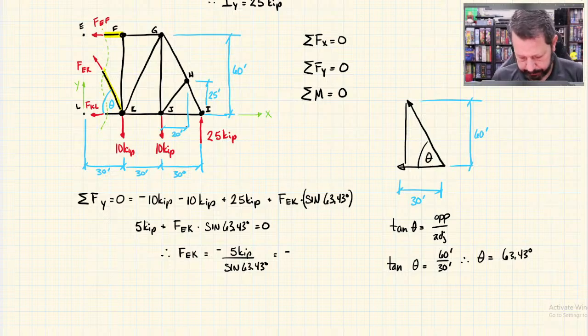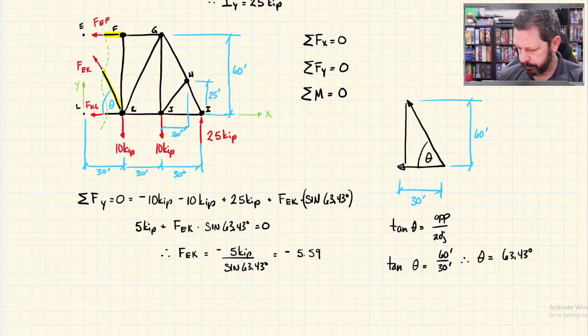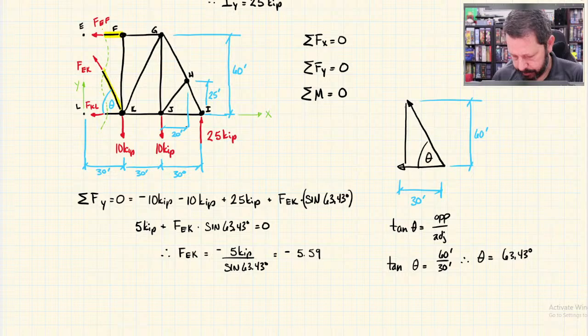5,000. Well, let's do 5. 5 divided by sine of 63.43. I just realized I don't know if this is in degree mode. 5.59. I think I see a D on the display, and I think that means degrees. So hopefully, let's do one I know. Yes, sine of 90 is 1, so it is in degree mode. All right.